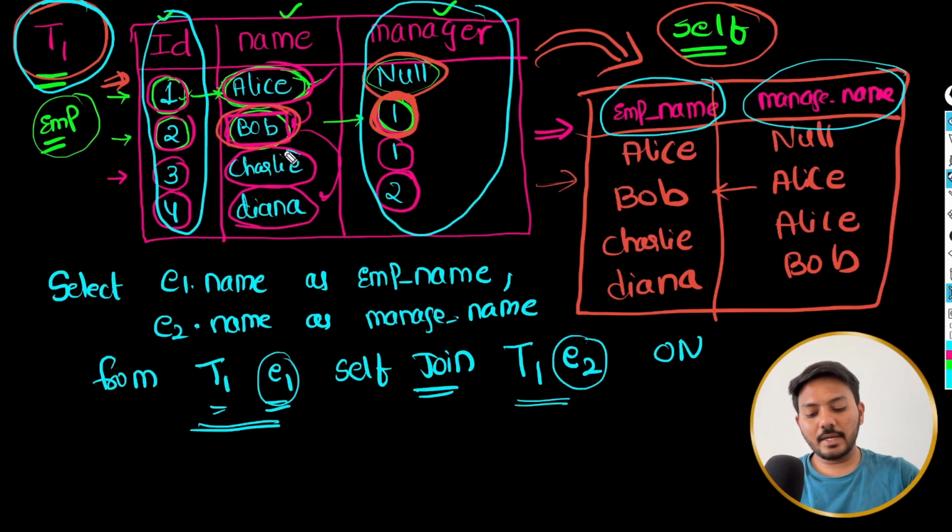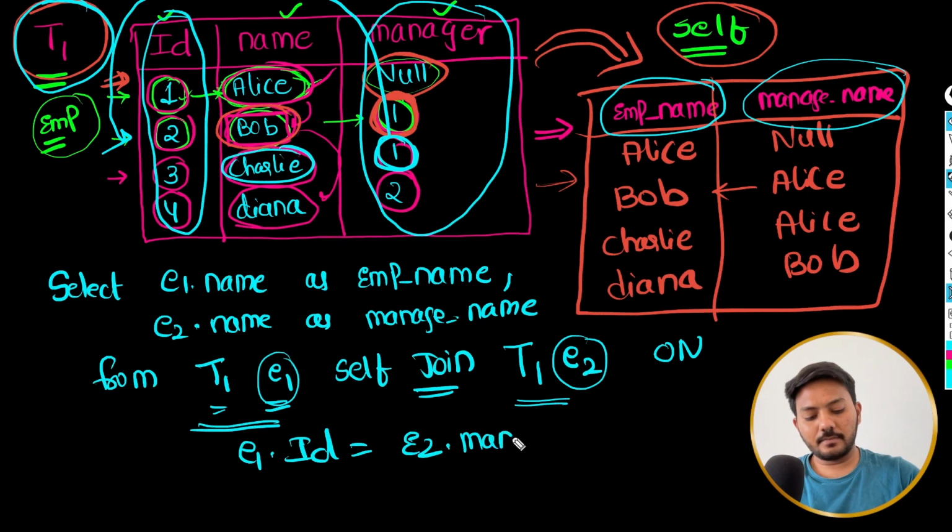Because if I am looking at this record, I am trying to find the manager id and then trying to match that manager id in the normal id column. So I would do e1 dot id equal to e2 dot manager. So let me explain this query in detail.